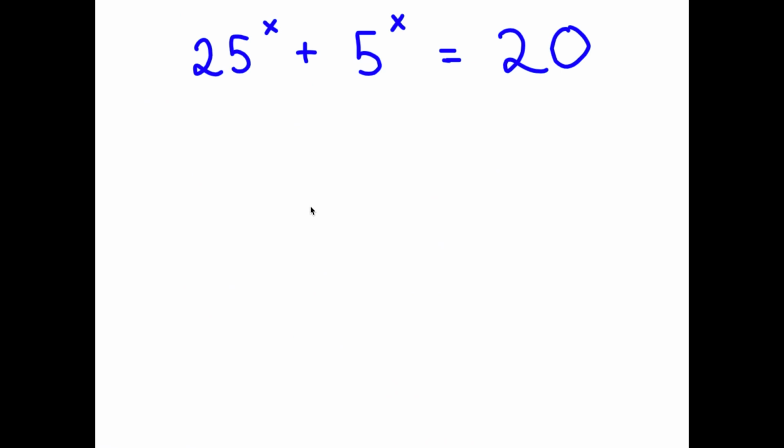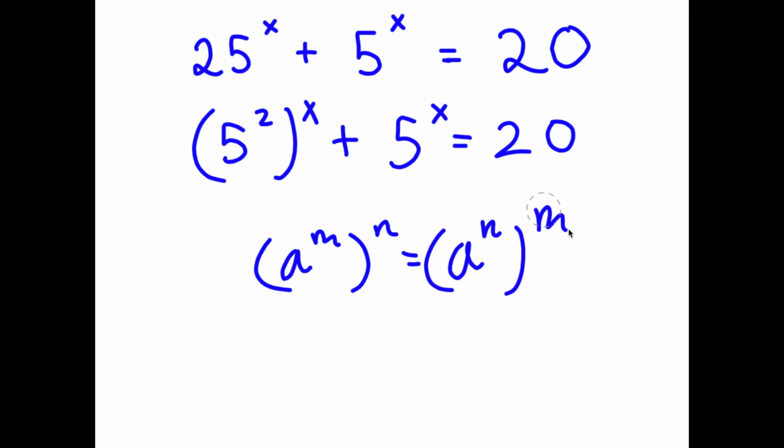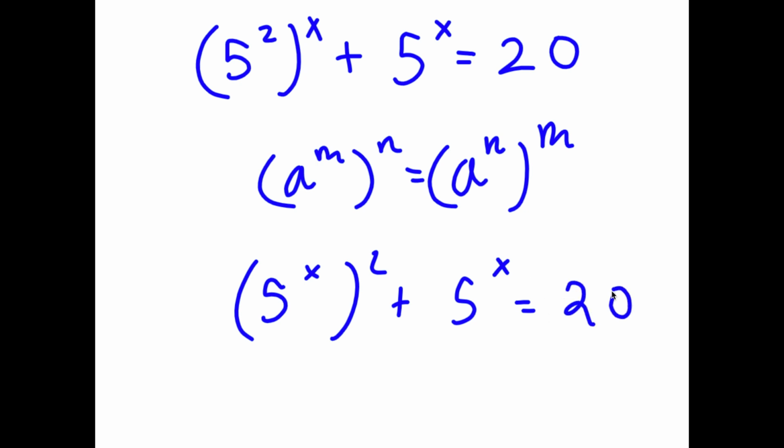Alright, so in this problem, I have 25 to the power of x plus 5 to the power of x is equal to 20. So to solve this, I'm going to first rewrite 25 as 5 squared. So now I have 5 squared to the power of x plus 5 to the power of x is equal to 20. Now, if I have something in the form a to the power of m to the power of n, this is the same thing as a to the power of n to the power of m. So I'm going to write 5 to the power of 2 to the power of x as 5 to the power of x to the power of 2. So I have that plus 5 to the power of x is equal to 20.